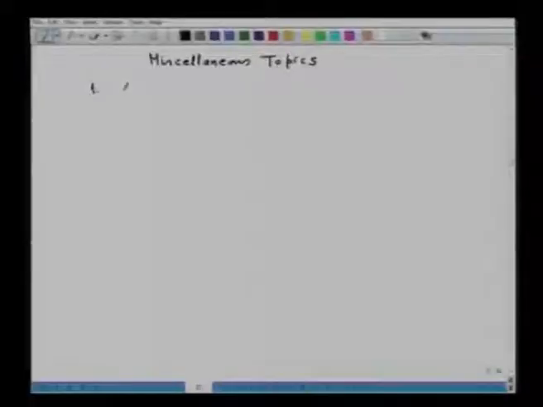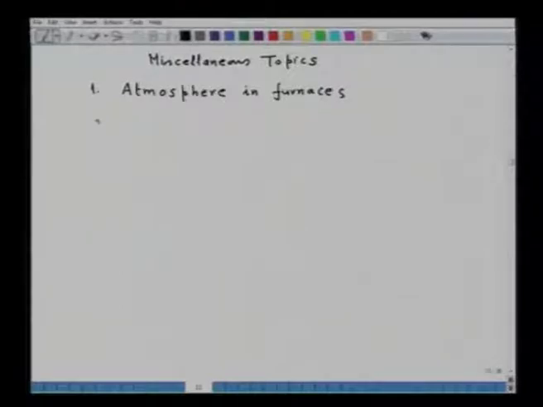In the course on fuel, refractory and furnaces, I had included a few miscellaneous topics which are also important. So, some miscellaneous topics which I am going to cover in the next few lectures. One is atmosphere in furnaces, and second I am going to cover temperature measurements.